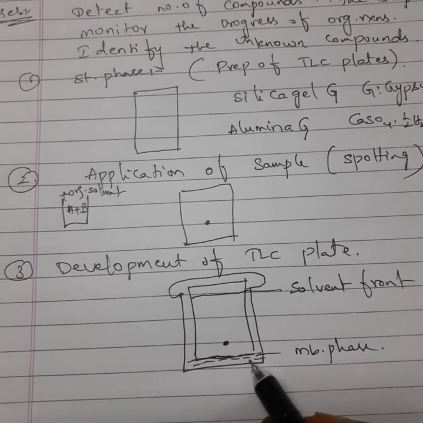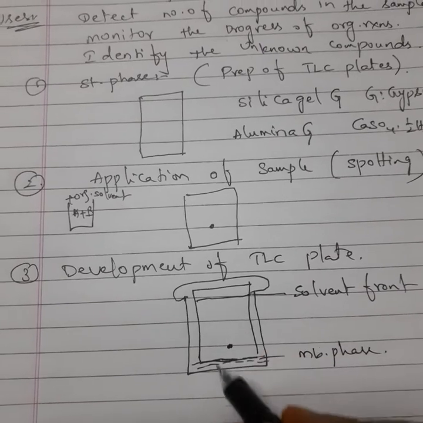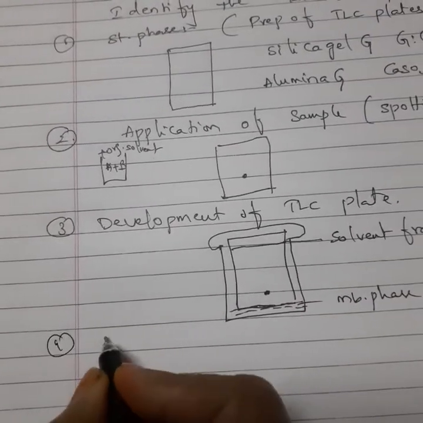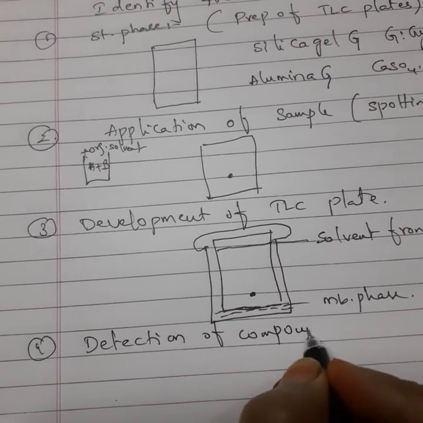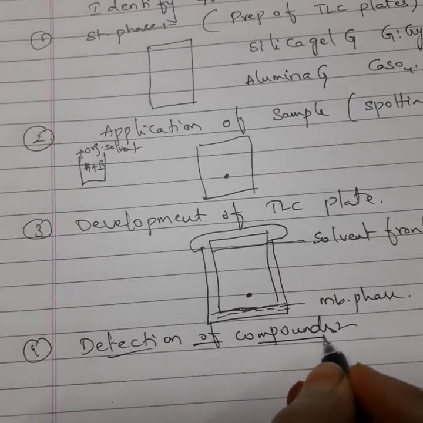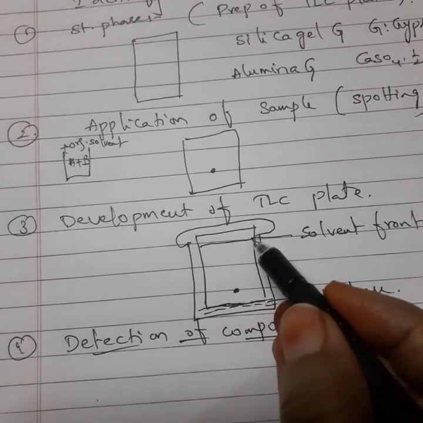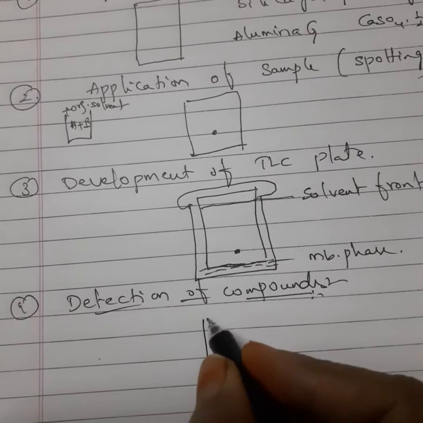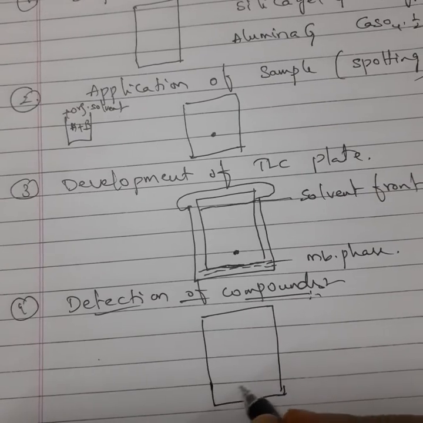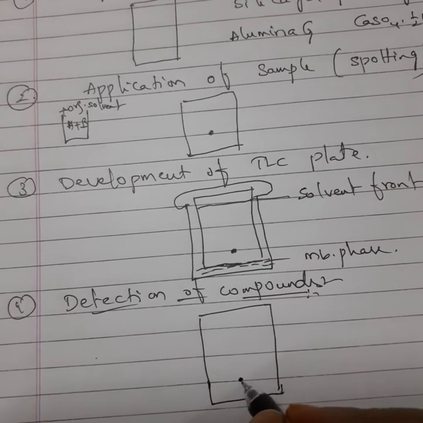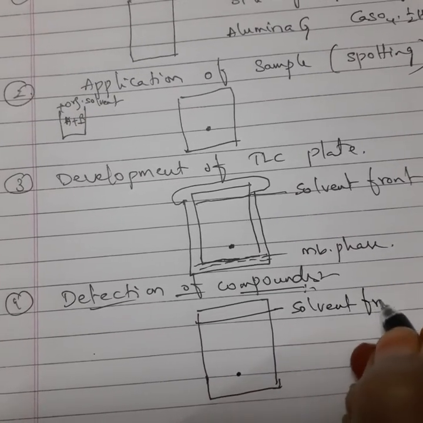Now, when this solvent reaches this place, what we need to do? We need to remove this TLC plate. So, fourth point is what? Detection of compounds. So, how are we going to detect the compounds? When this mobile phase comes up and reaches this level, you need to remove that TLC plate and keep it aside for 2 to 3 minutes. Actually, this is the main spot what we put here, and this is the solvent front. Already we noted it down using a pencil.